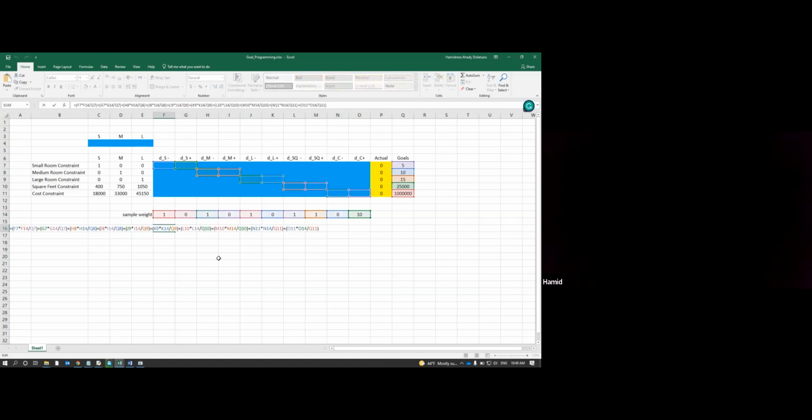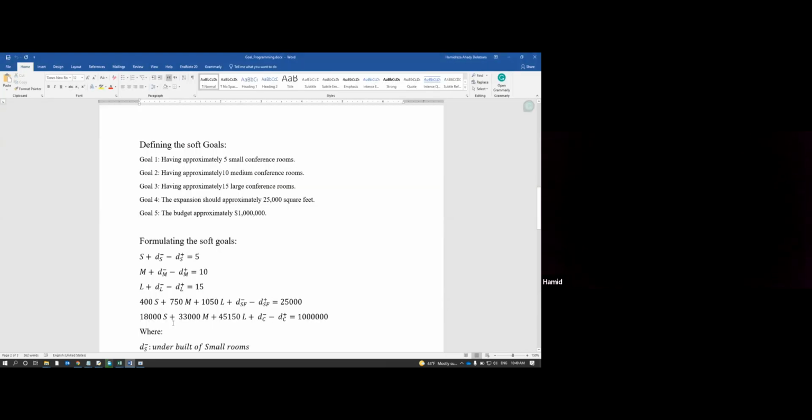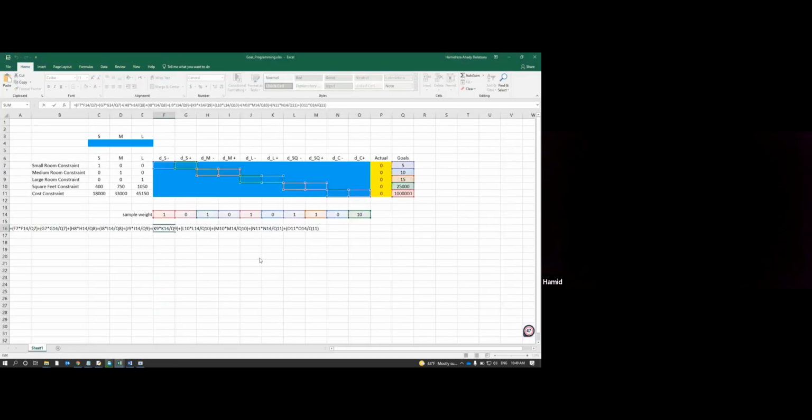So the formula is very complex. Maybe it's hard to explain over Excel, but it's basically I just reproduce this formula here: weight times deviation divided by the goal. It might be a little hard to explain here because it's very complex. Anyway, so let's look at the solution.